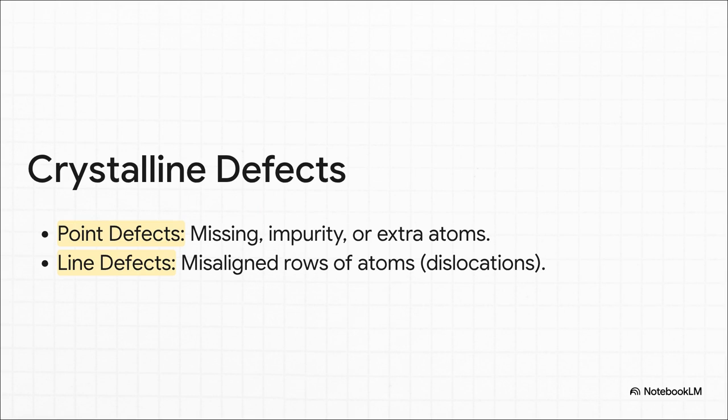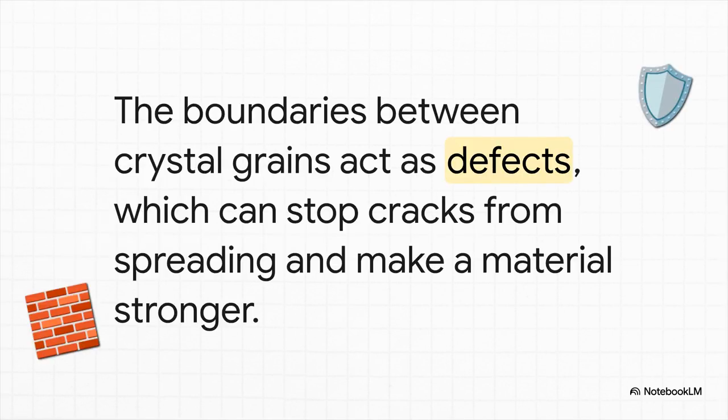A missing atom here, a misaligned row there, that's what lets a metal bend instead of shatter. When you apply force, these little imperfections can move through the structure, letting it deform. Without them, metals would just be brittle, useless things. And it's not just about those tiny point defects. The big picture boundaries between different crystal grains, those are also super critical. They act like firewalls, stopping a crack dead in its tracks. So, by controlling the size of these grains, engineers can dial in the perfect balance between a material's strength and its toughness.